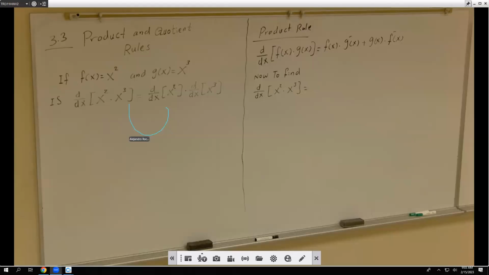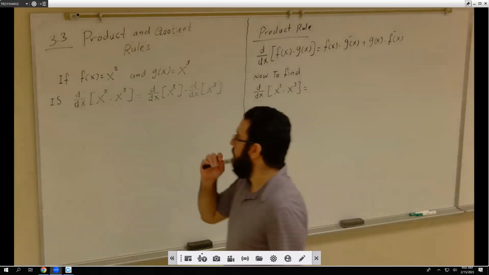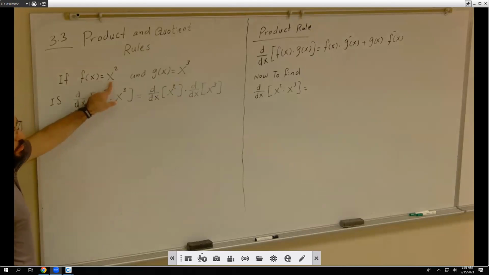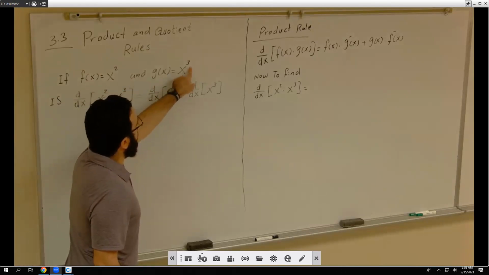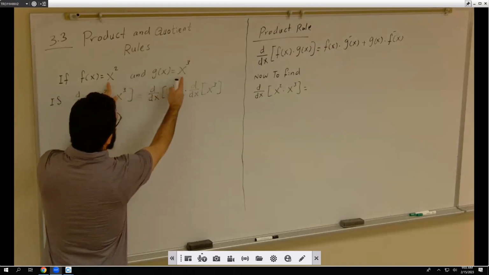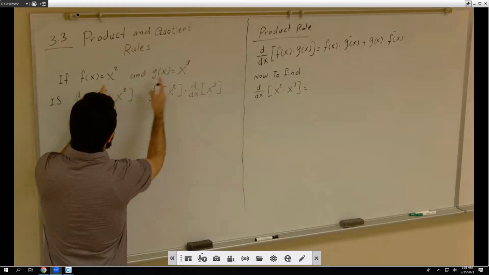So section 3.3, the product and quotient rules. Let's check that. The first thing, if we have two functions, f of x equal x squared and g of x equal x cubed. The product rule, that means if I multiply these two functions, f of x times g of x is going to be this side.